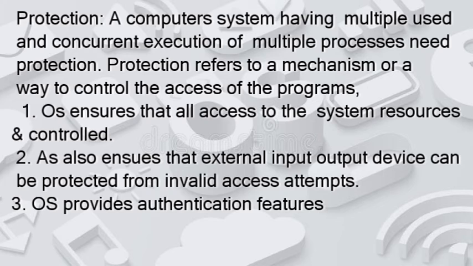Coming to the next thing that we have, which is protection. A computer system has multiple users and concurrent execution of multiple processes, so it requires protection. Protection refers to a mechanism or a way to control the access of programs, processes, or users to the resources defined by a computer system. Basically, protection means protecting the computer system so that it does not get any viruses or any other issue. The operating system ensures that all access to the computer system resources is monitored. Whatever resources we are using, it creates a record of that activity and understands which resources are used by the computer system.